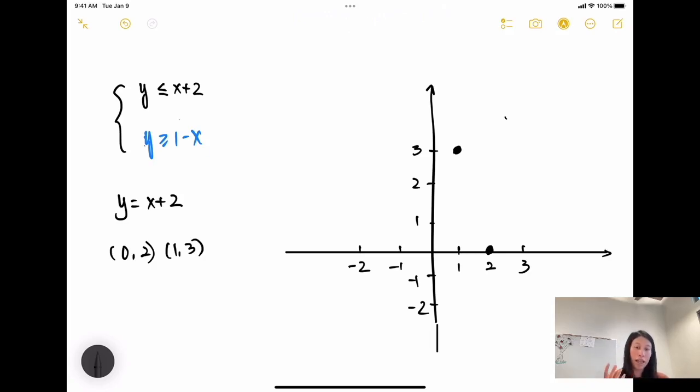Since this has an equal sign, what are we going to use? A solid line to connect these two. Okay, let me extend this a little bit.